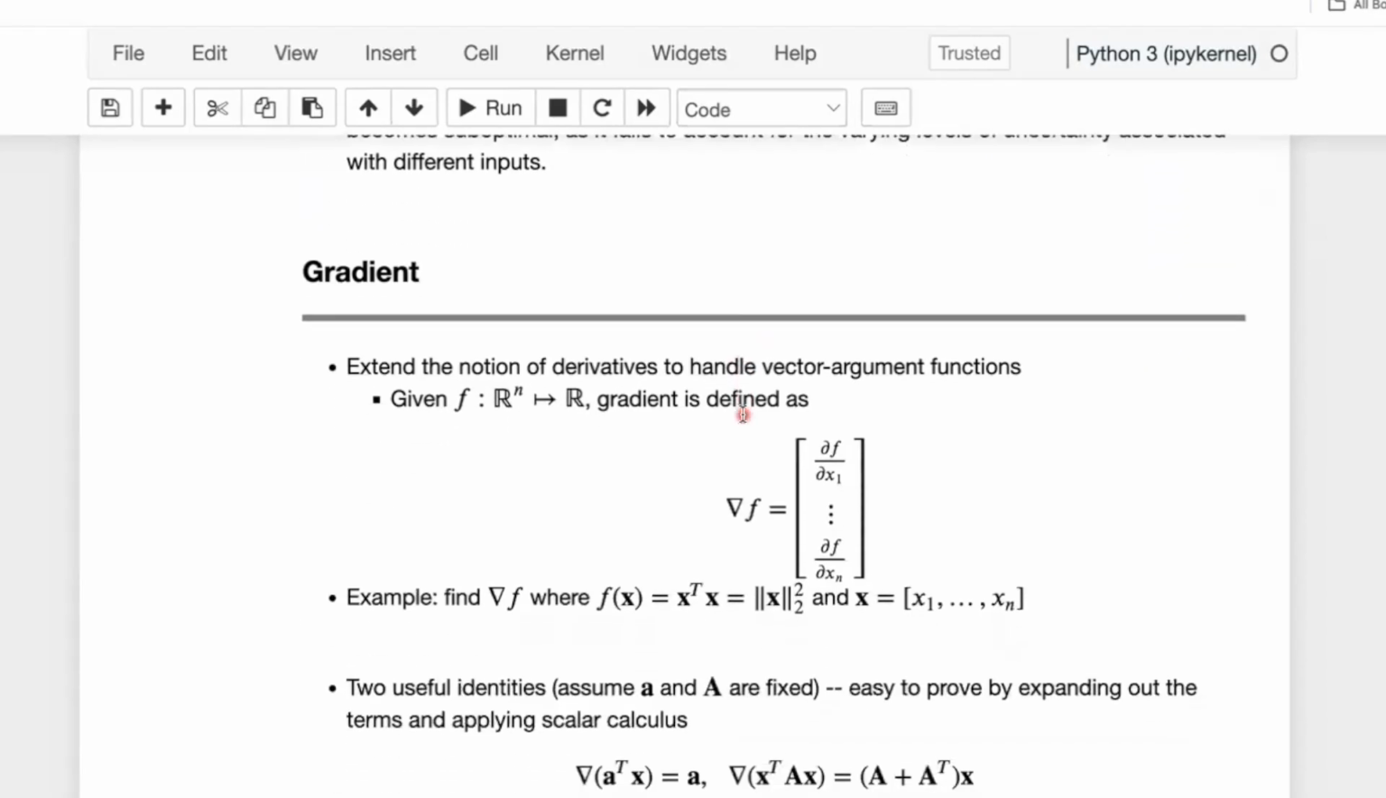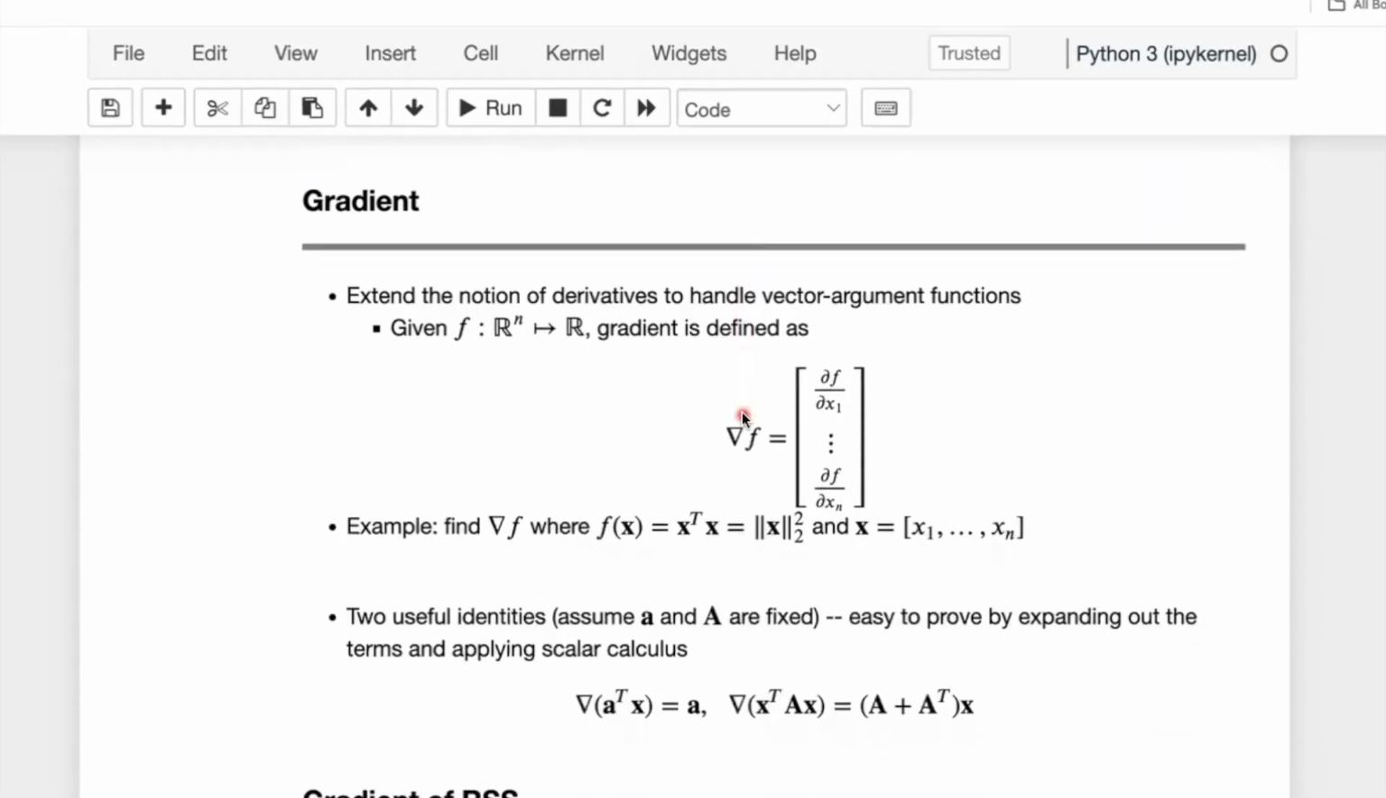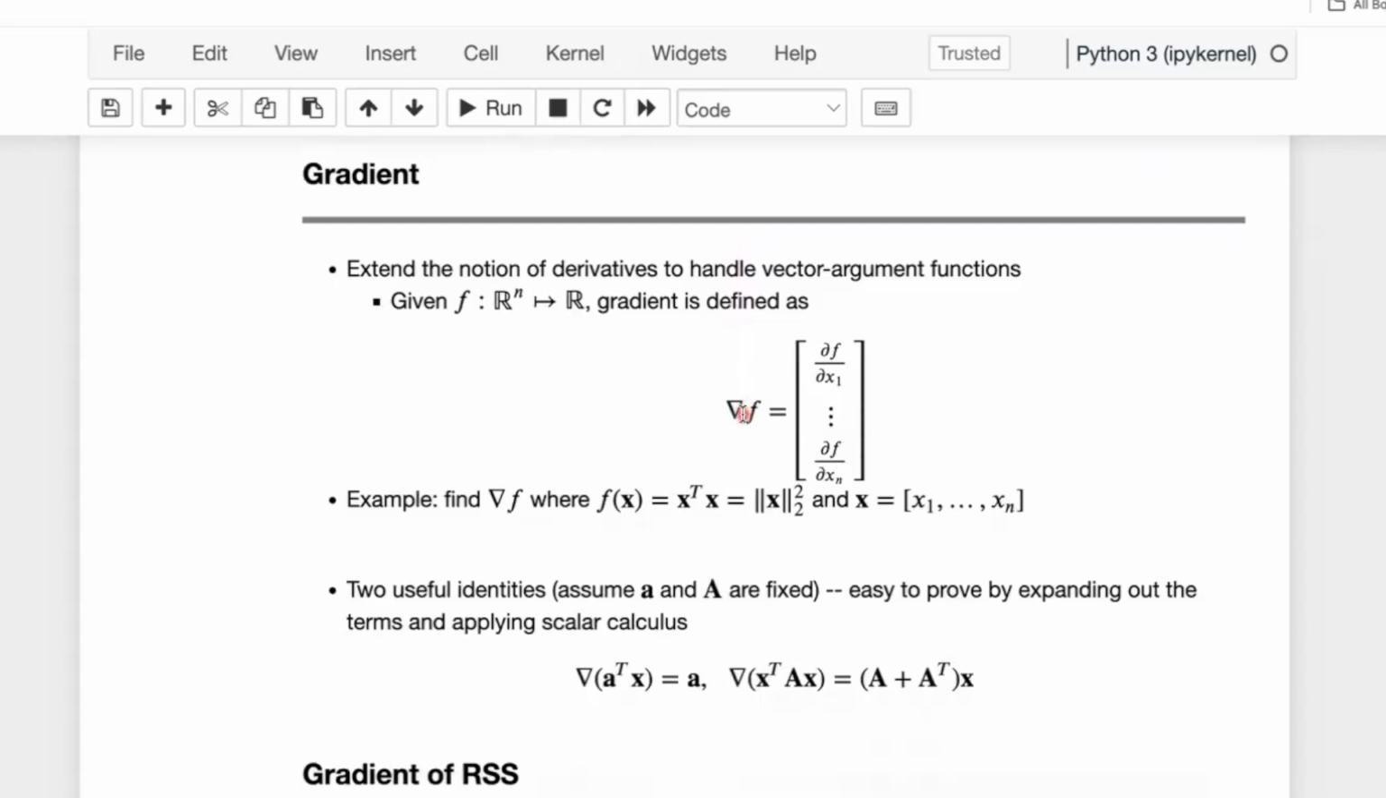But for now, let's focus on solving this simplified case that we have. So the idea is that now we have these multiple values of W that we have to optimize. And this means that now we have to extend the notion of derivatives to handle functions that accept multiple inputs, or vector argument functions.